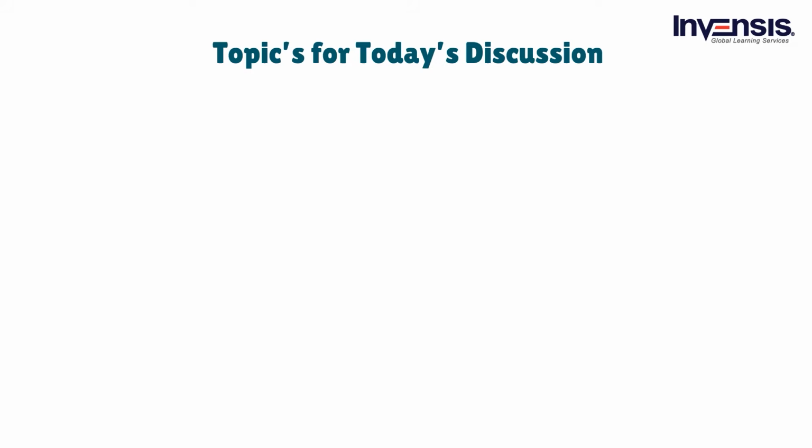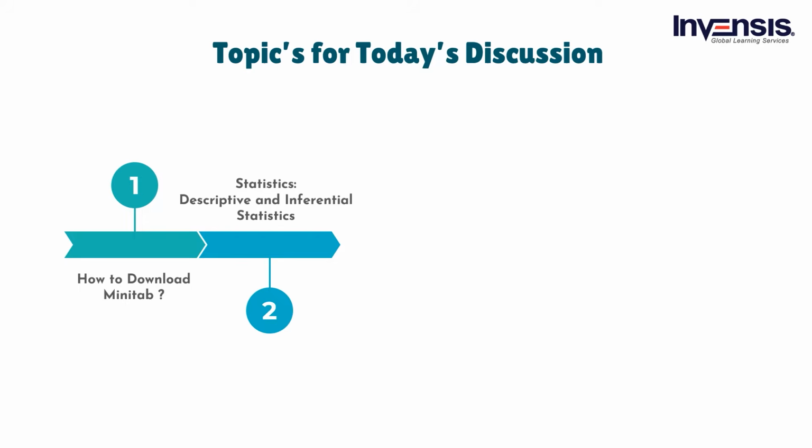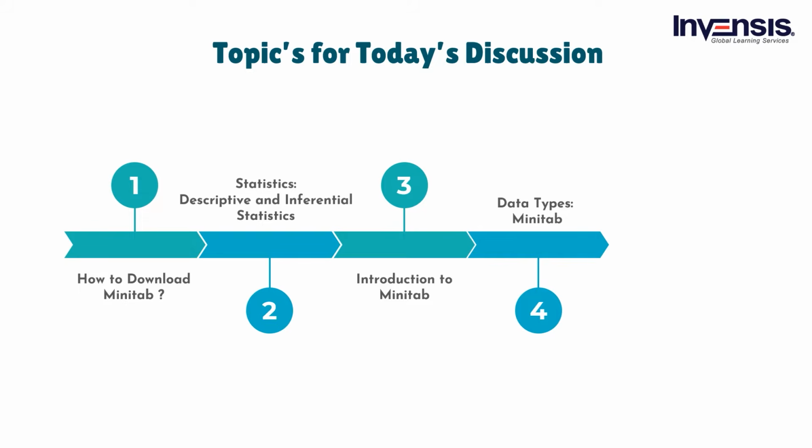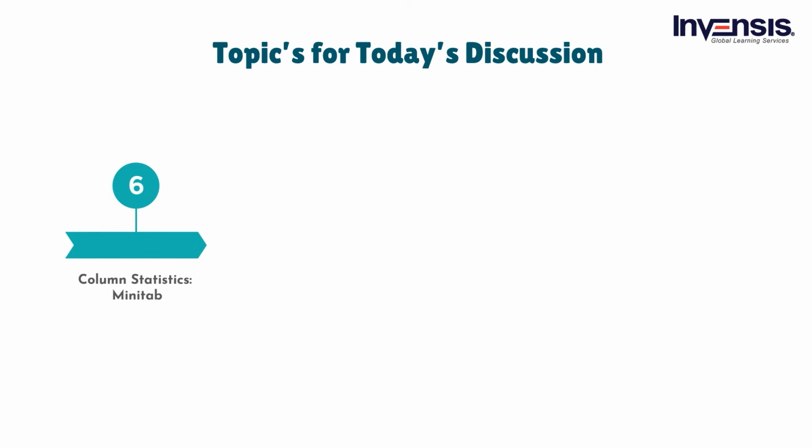We will begin this session by understanding how to download Minitab. Once you understand how to download Minitab on your device, we will see statistics and its types. And then, we will get introduced to Minitab. Post that, we will try to understand the data types in Minitab. And then, we will see row statistics in Minitab. And finally, we will end this session by understanding the column statistics in Minitab. I hope you are clear with the agenda.